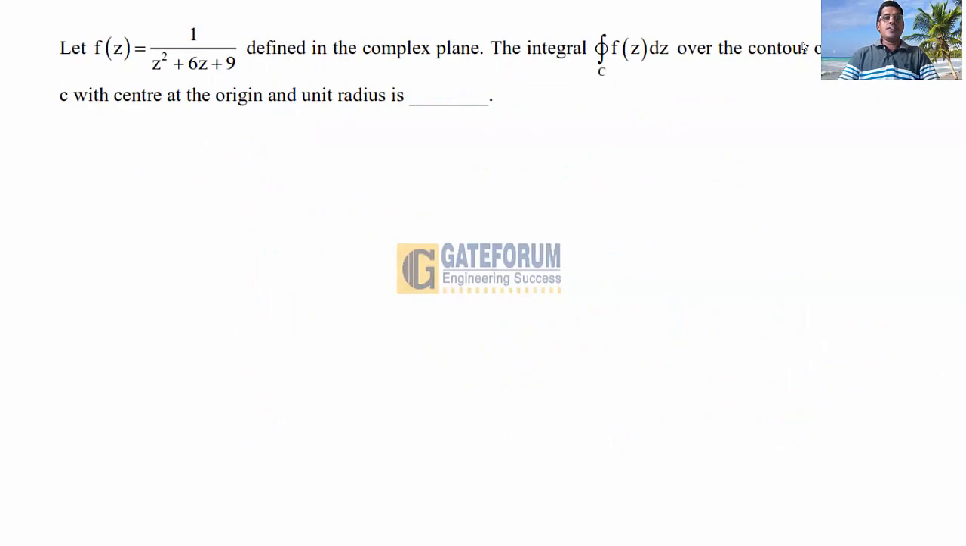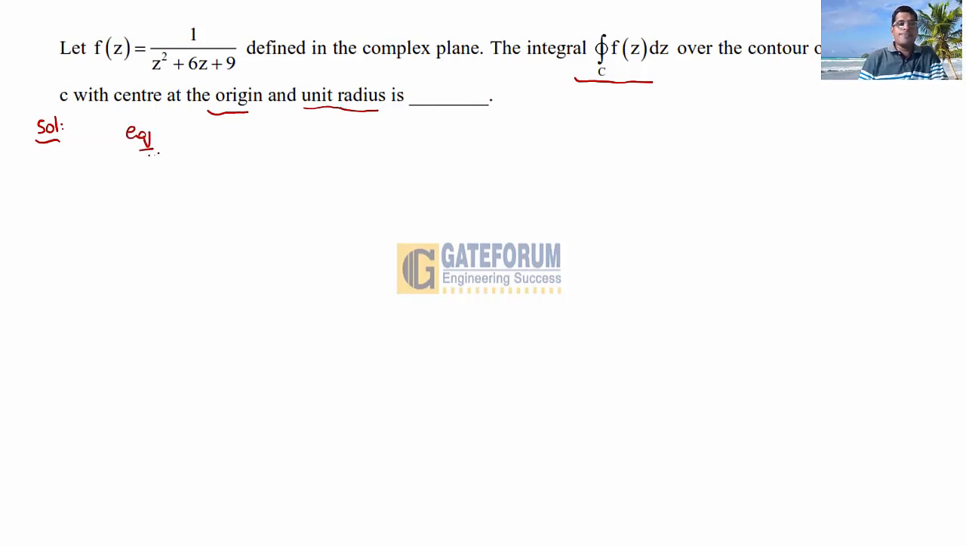The question is, let f of z is equal to 1 by z square plus 6z plus 9 defined in the complex plane. The integral over C of f of z dz over the contour of a circle C with center at the origin and unit radius. This question is from engineering mathematics, from the topic complex variables, subtopic complex integration. The solution is, this is the function, this is a closed curve, contour curve integral, circle, center at origin, unit radius.